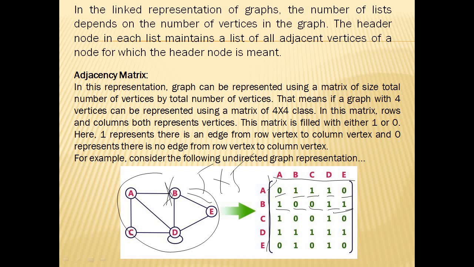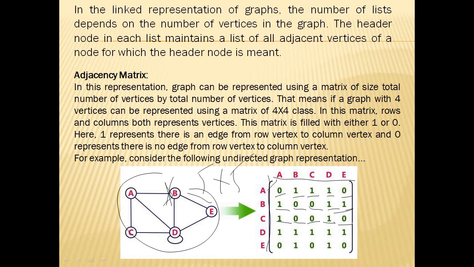Same like that, C to A, yes we have. C to B we don't have. C to C we don't have. C to D, yes we have. C to E we don't have. So if you don't have any edge, then we fill it with 0. If you have an edge, then we fill it with 1.